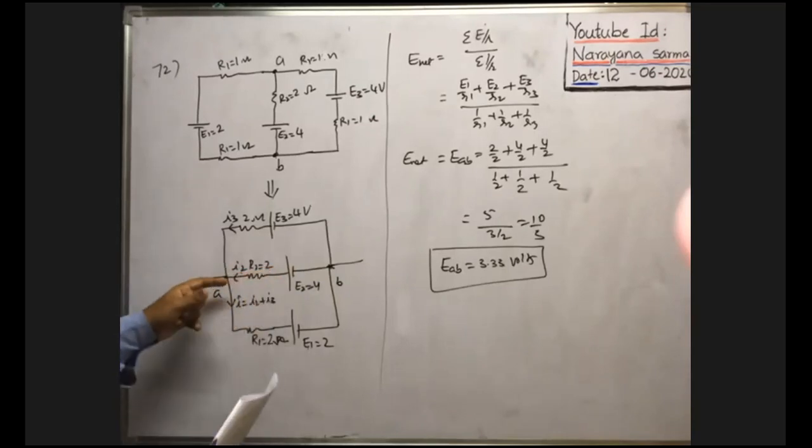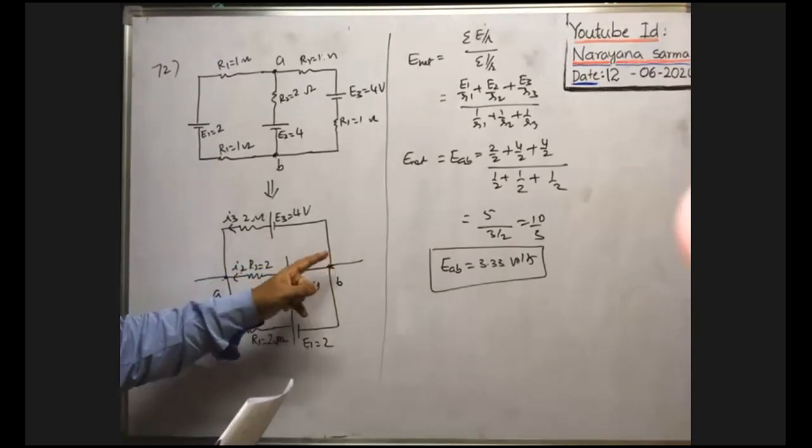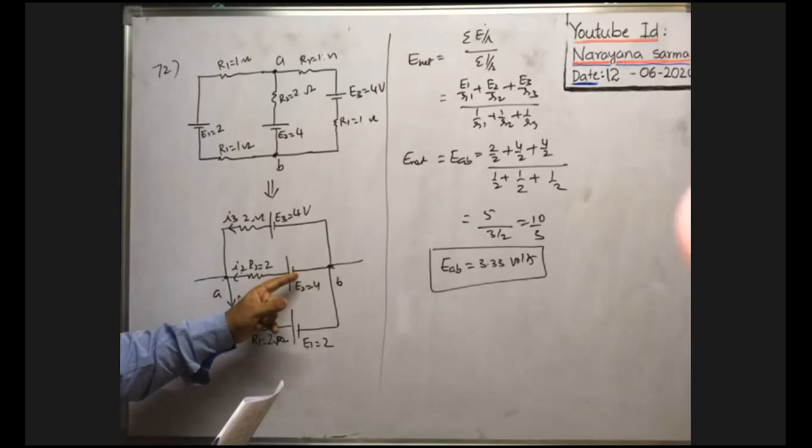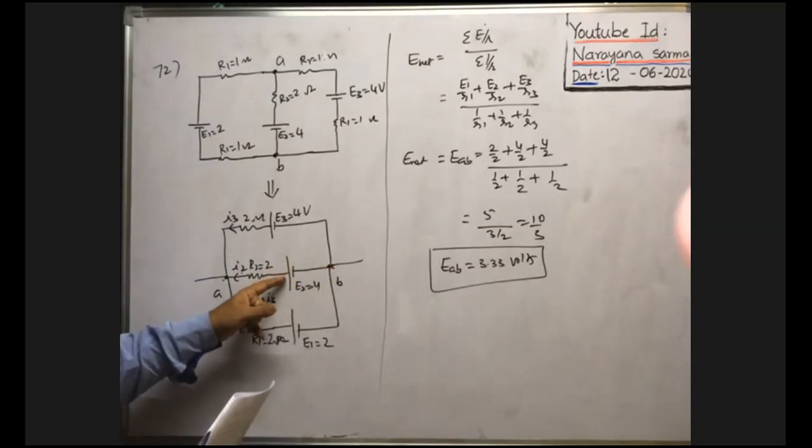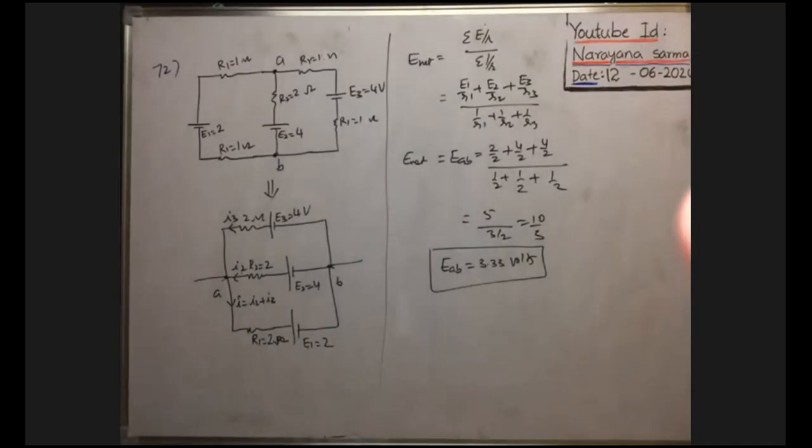Here, when you apply Kirchhoff's second law for this loop, VB plus 4 minus I2 into R2 is equal to VA. Then VB minus VA or VA minus VB is equal to question mark. Then we can find. That is the way we can find the EMF of this cell.